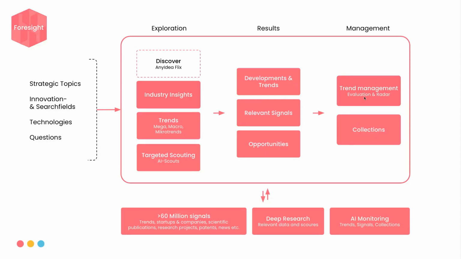What's very important to know, when we talk about data, I mean over 60 million signals that we process in AnyIdea that we prioritize by topic and cluster them into trends. This data includes microtrends, companies, startups, scientific papers, research projects, patents, and news. And of course, they are continuously growing. This means that trends evolve, scouts find new results and signals over time, and so you get automatically informed about the latest developments. Okay, let's start directly into the platform.